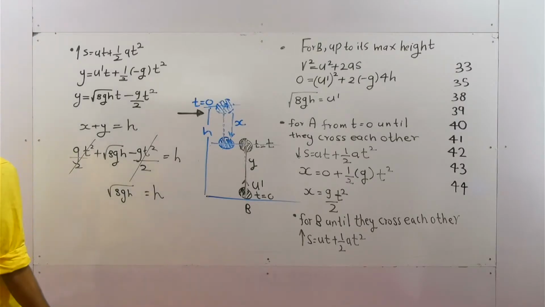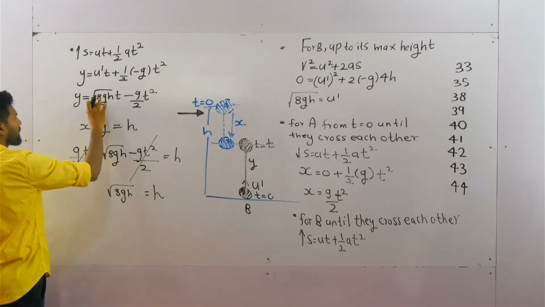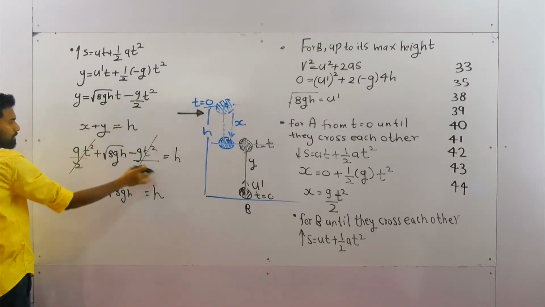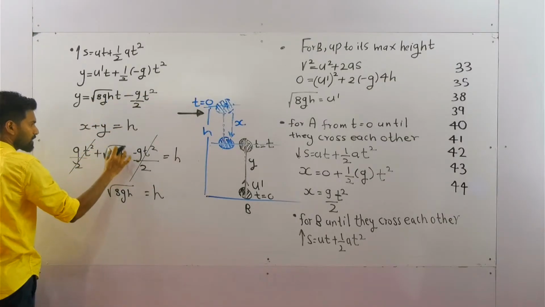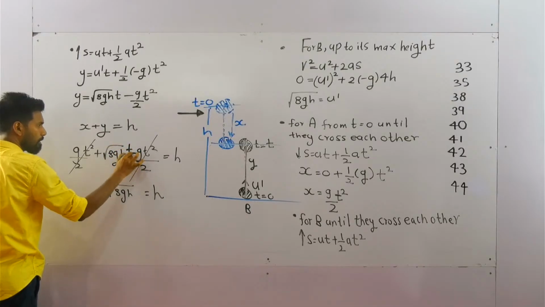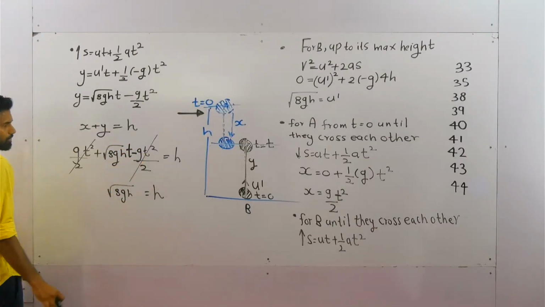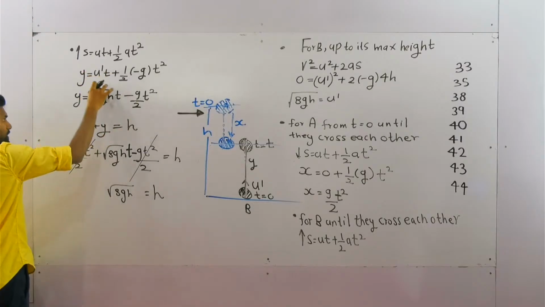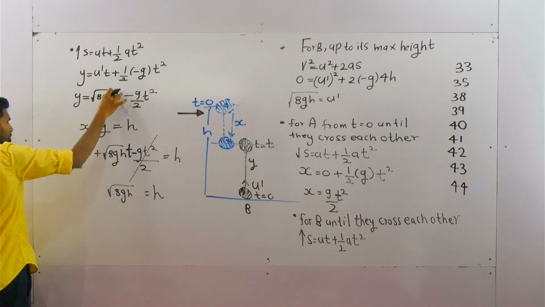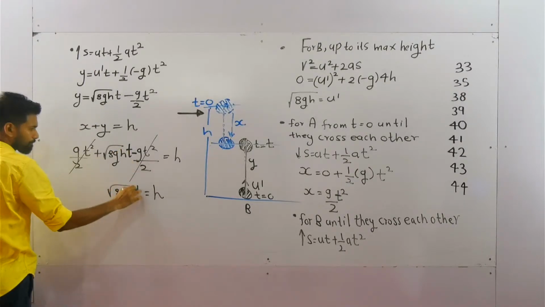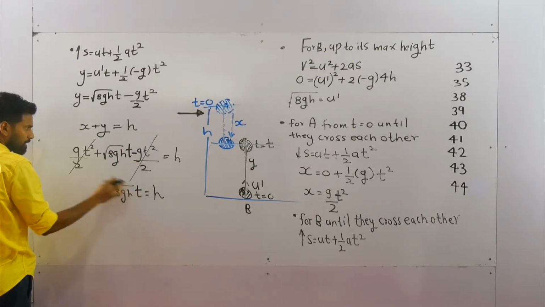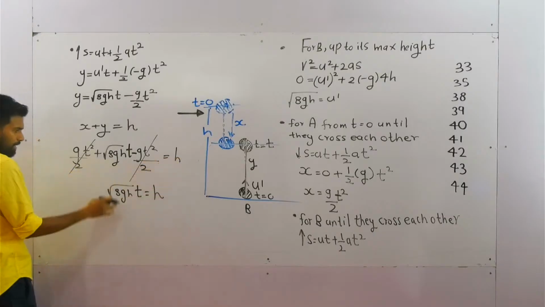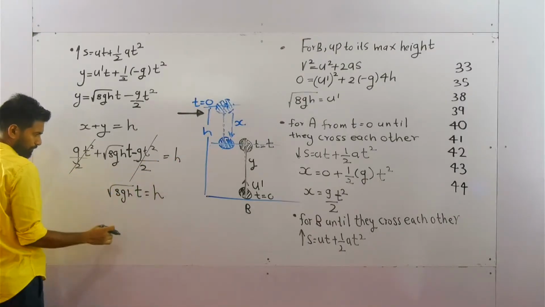There's a t value here. Y is equal to root 8gh t minus gt square over 2. Here there's a t value. The velocity root 8gh, you have to multiply it by t, so there's a t here. This gt square will cancel out the plus and minus values. Here you have h. Root 8gh t is h.